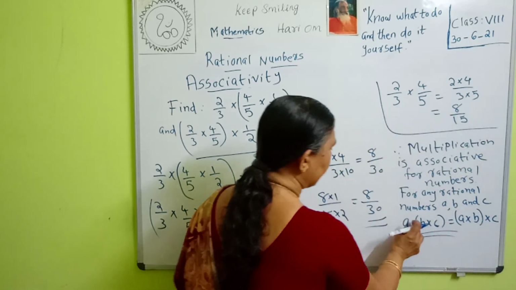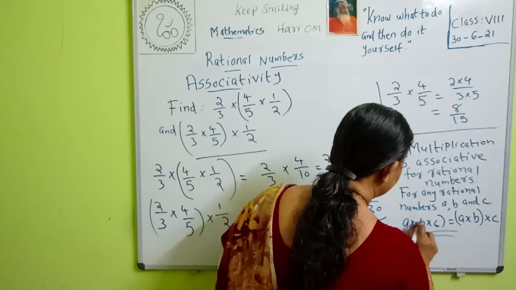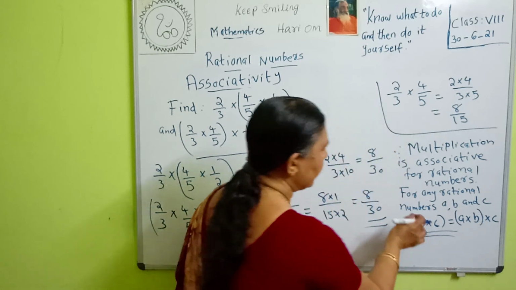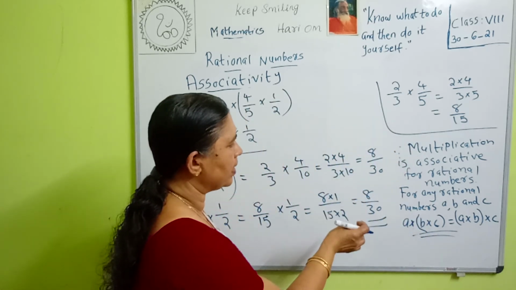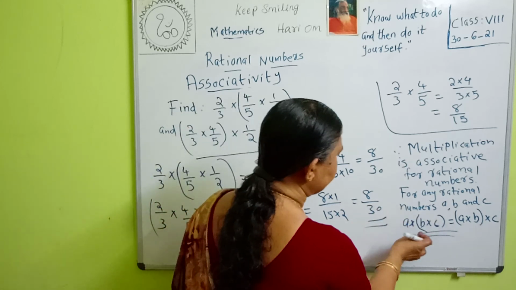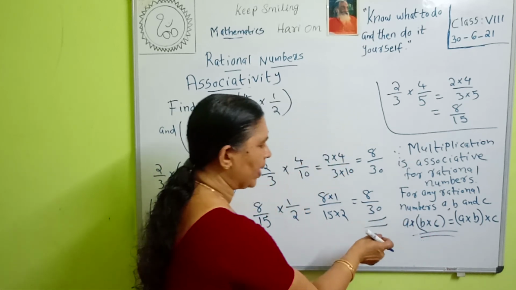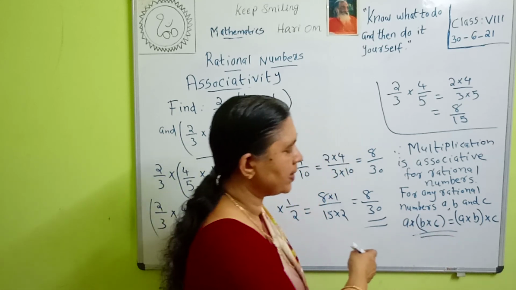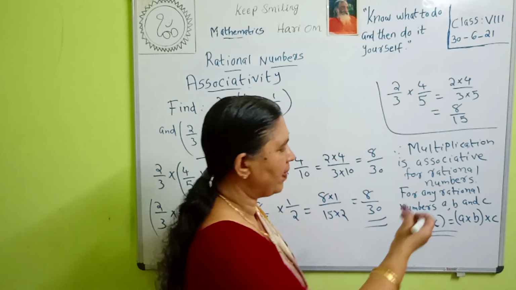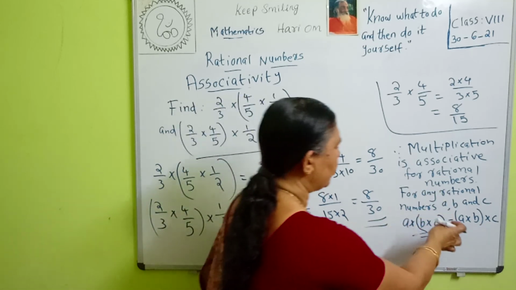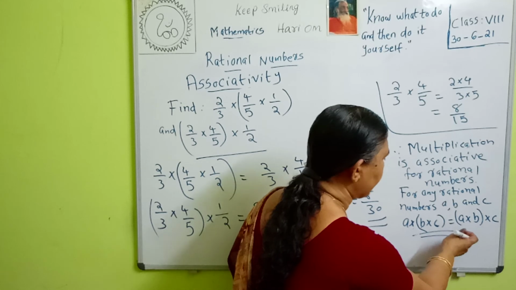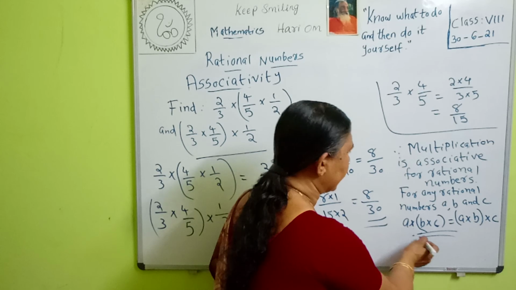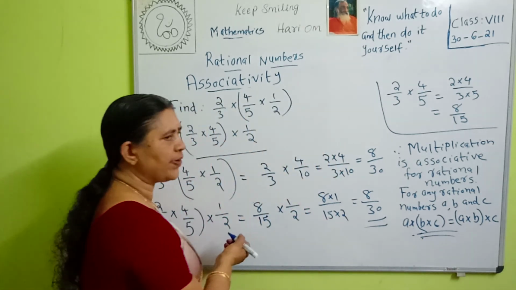That is, if we multiply numbers in any order, the product remains the same. That is, for any rational numbers a, b and c, a × (b × c). This means that if we multiply b × c first and multiply it by a, then what is a × (b × c) means? (a × b) × c. Srinidhi, first you multiply which numbers? First you multiply these numbers in the bracket, a × b. Then you multiply the product with c. Then also you will get the same answer. That is, multiplication is associative for rational numbers.